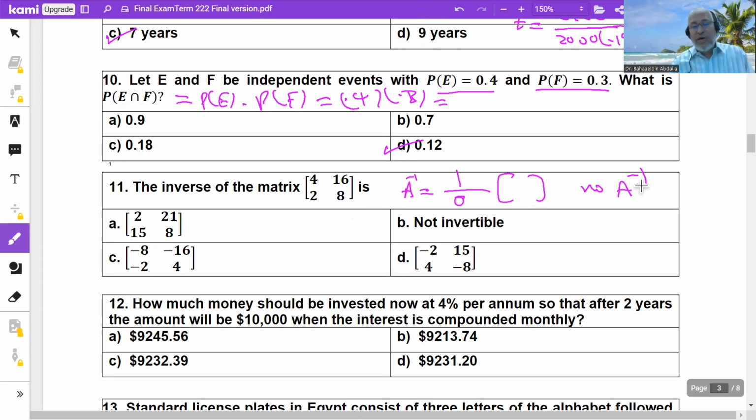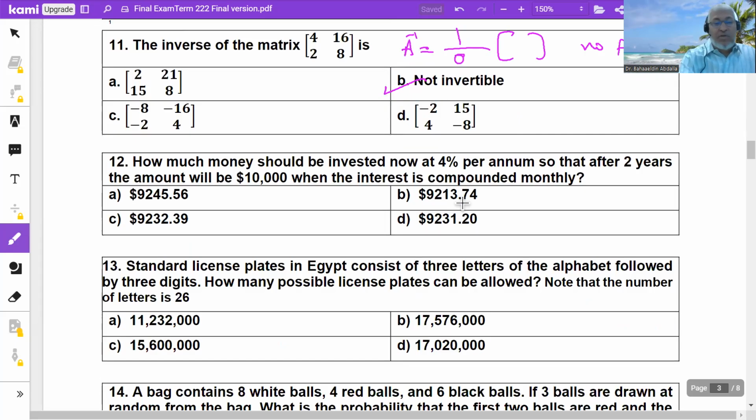So there is no inverse. The matrix is not invertible. It has no inverse because the determinant of the matrix is 0. The number AD minus BC is called the determinant of the matrix.